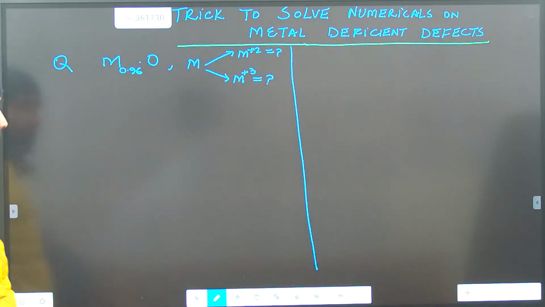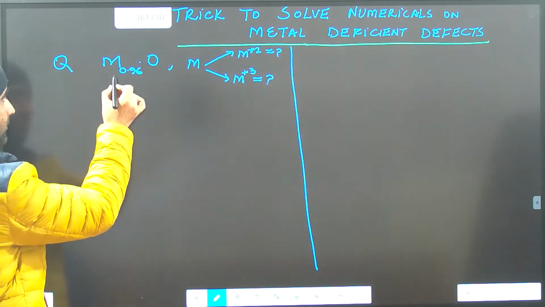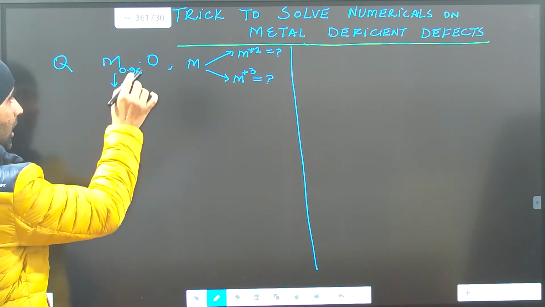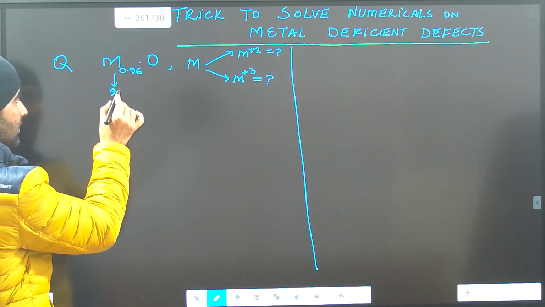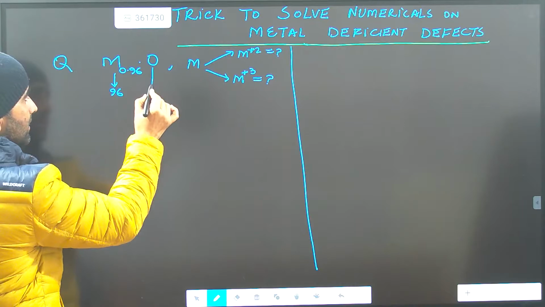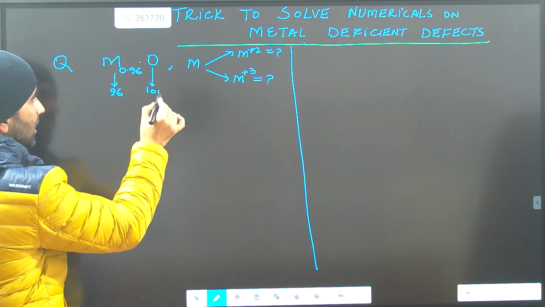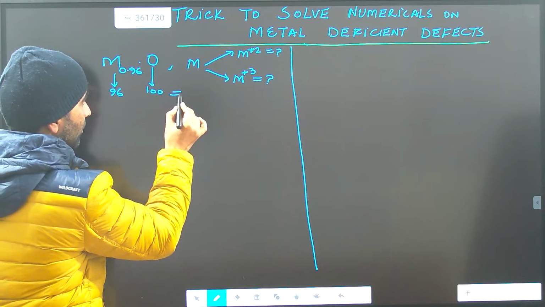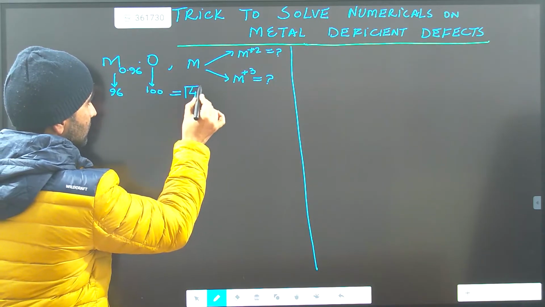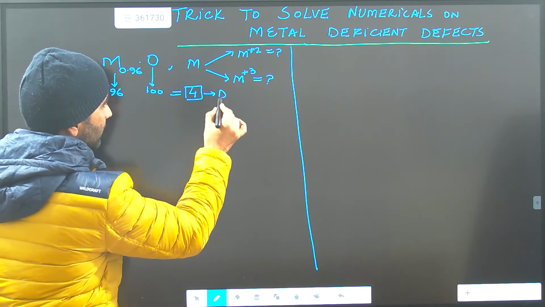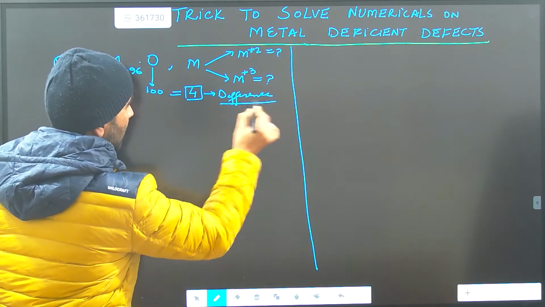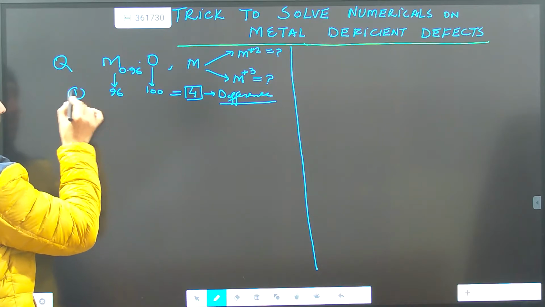So what you will do immediately, first of all you will see, this will be out of 100, this is 96 metal ions and this is 100. Immediately you will find the difference between the two, and the difference will be equal to 4. Let us call this the difference. This will be your step number 1.